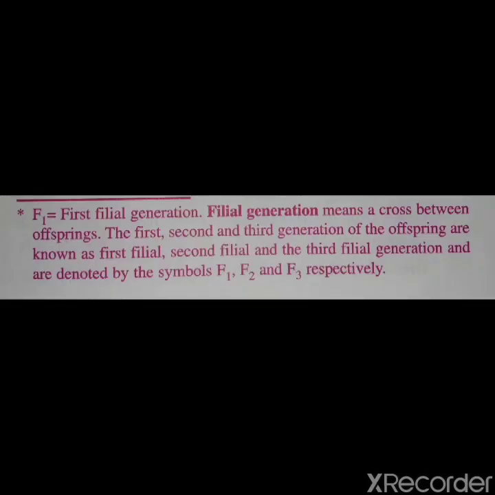Students, do you know what F1 is? F1 means first filial generation. Filial generation means a cross between offsprings. The first, second and third generations of the offsprings are known as first filial, second filial and third filial generation, and are denoted by the symbols F1, F2 and F3 respectively. So F1 is the first filial generation.